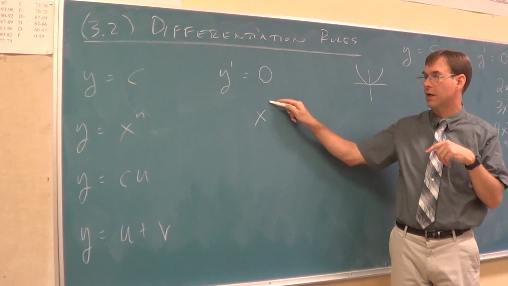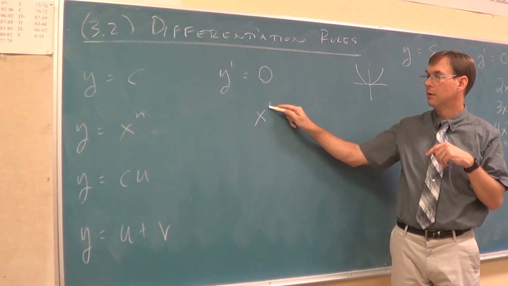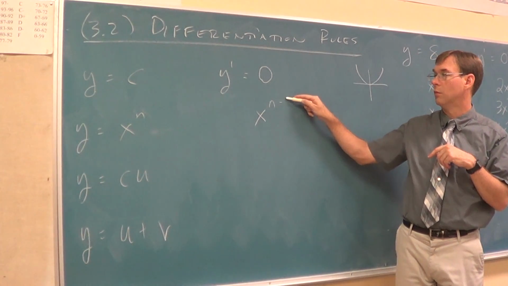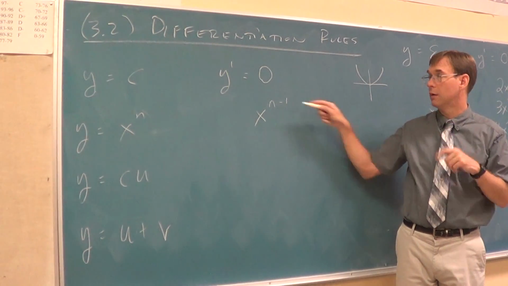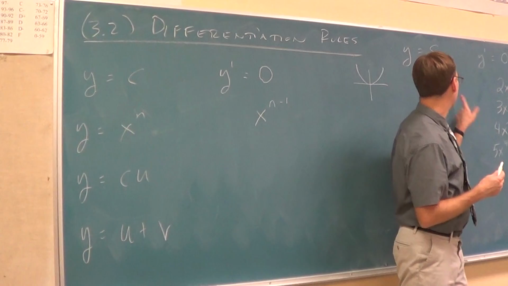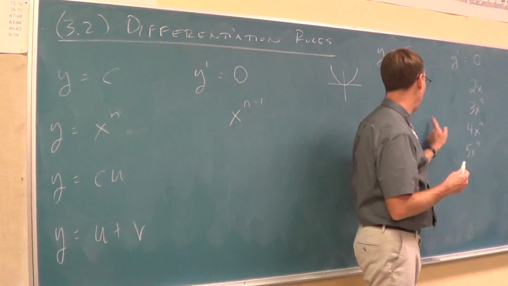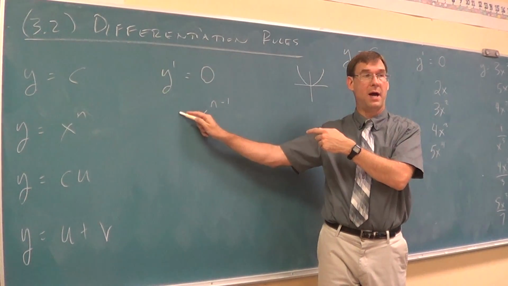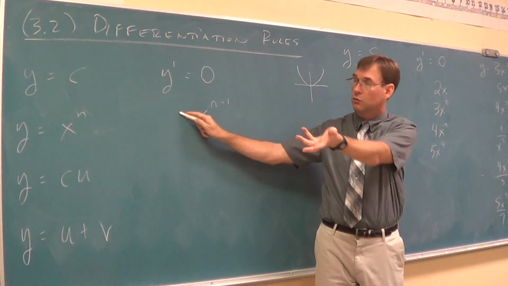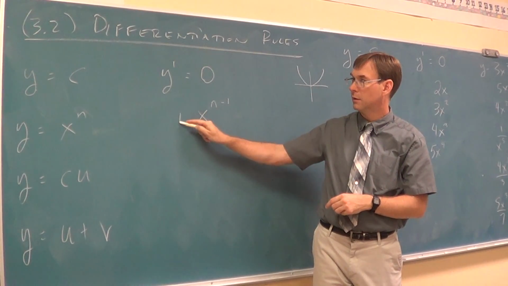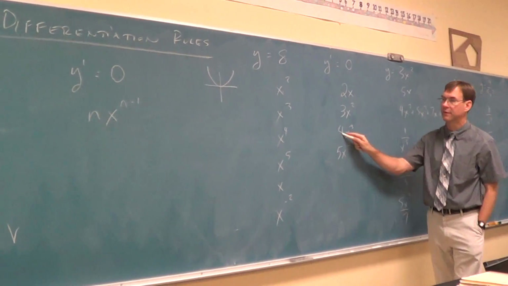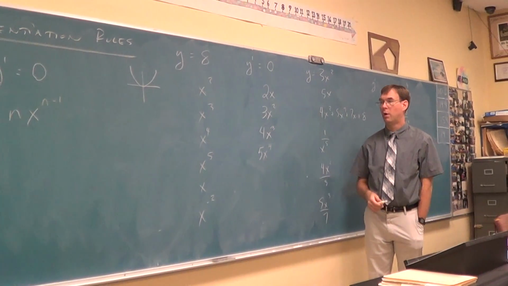The new power is 1 less, so I could call that the previous power minus 1, because we're always subtracting. The power is always subtracted by 1. And then what else is happening? In the front we multiply by the power, which I was originally calling n. Whatever the power was, it goes and multiplies in the front. Power goes down by 1.